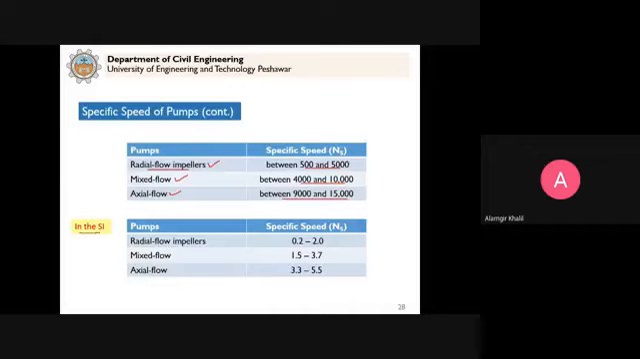For the SI system of units, if the specific speed is between 0.2 to 2, we will say that the type of pump is radial flow. And if it is in the range 1.5 to 3.7, we say it is mixed flow. And if it is 3.3 to 5.5, we say it is an axial flow pump.